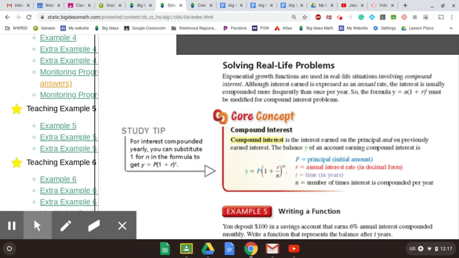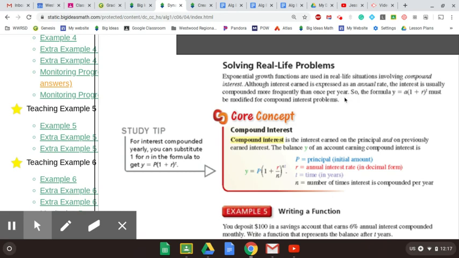6.4, example 5. So now we're going to look at real world situations still, but now this formula is called compound interest. In an exponential growth, functions are used in real life situations involving compound interest. Although interest earned is expressed as an annual rate, the interest is usually compounded more frequently than once per year.